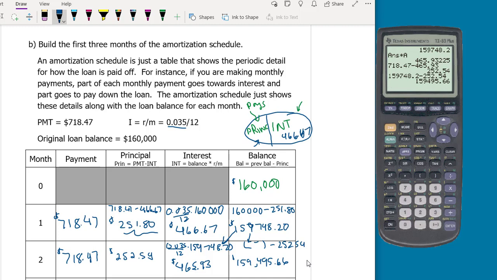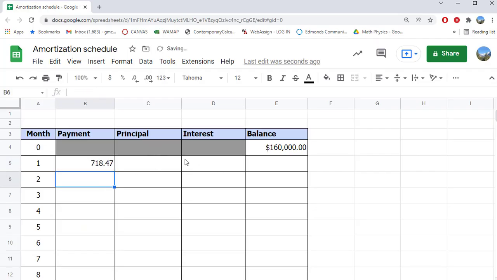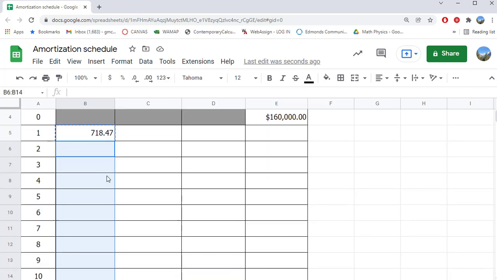Okay, so this type of calculation could get really old if you were doing it one by one. So let's look at how we could do this in a spreadsheet. Okay, so I have a Google Sheet here, and what I've done is I've made a column for the months. I've made a column for the payment, the principal, the interest, and the balance. And notice that the balance starts out at $160,000. So remember, we're going to have the payment the same. So I typed 1 in there, and now I'm just going to use copy and paste. So I copy it, and then I paste it into all of these cells here.